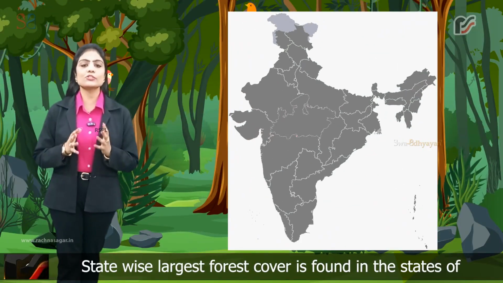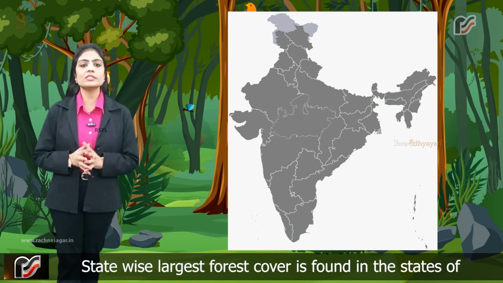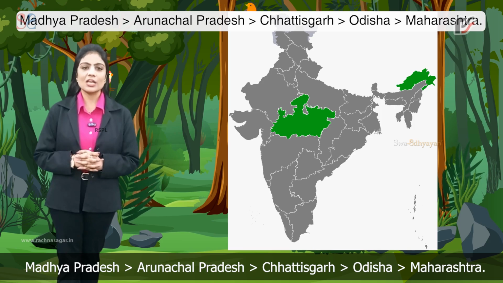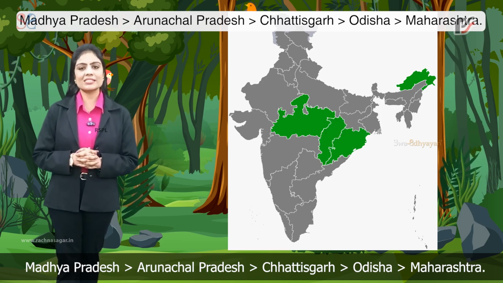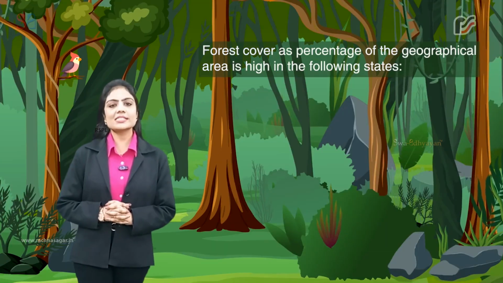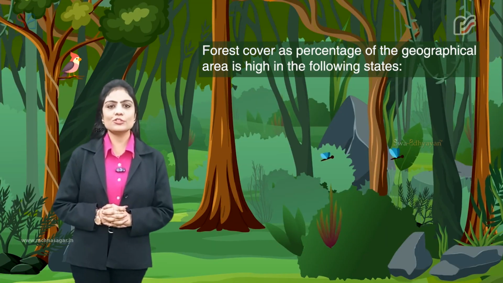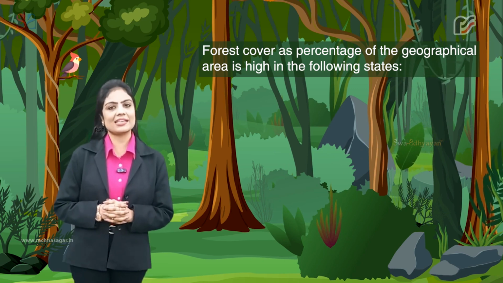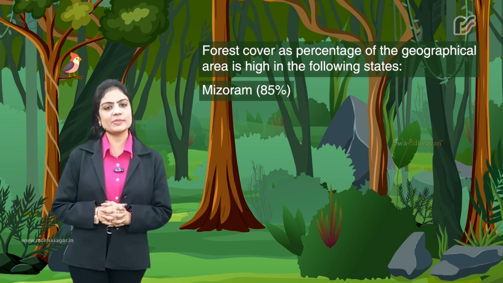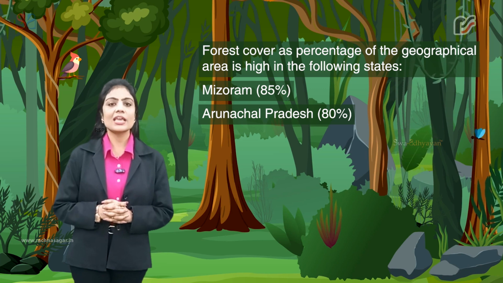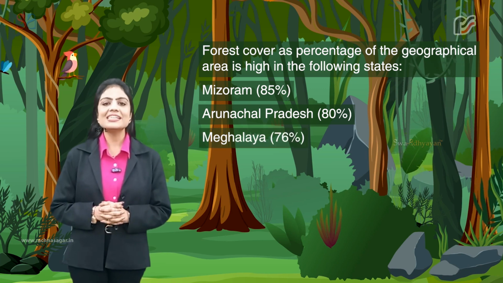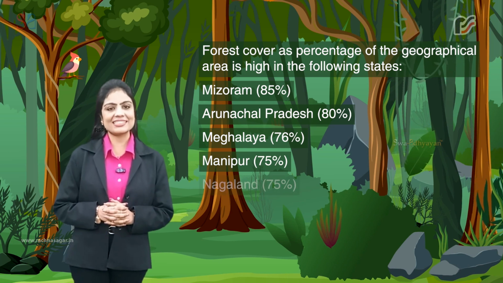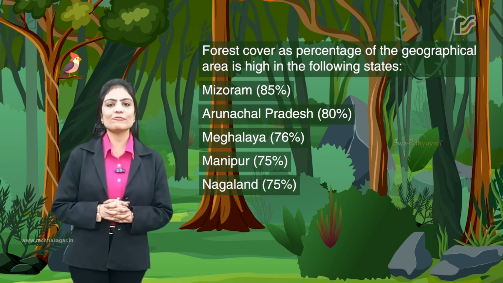State-wise, largest forest cover is found in the states of Madhya Pradesh, Arunachal Pradesh, Chhattisgarh, Orissa, Maharashtra. Forest cover as percentage of the geographical area is high in the following states: Mizoram 85%, Arunachal Pradesh 80%, Meghalaya 76%, Manipur 75%, Nagaland 75%.